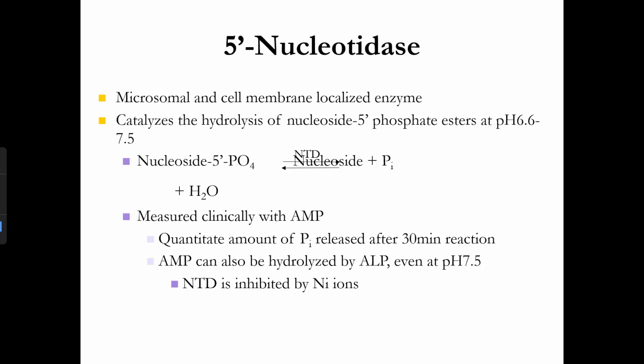5' nucleotidase, a microsomal and cell membrane localized enzyme. It catalyzes the hydrolysis of nucleoside 5' phosphate esters at a pH of 6.6 to 7.5. It's measured clinically with AMP. Quantitative amounts of phosphorus are released after 30 minutes of the reaction. AMP can also be hydrolyzed by ALP even at pH 7.5.